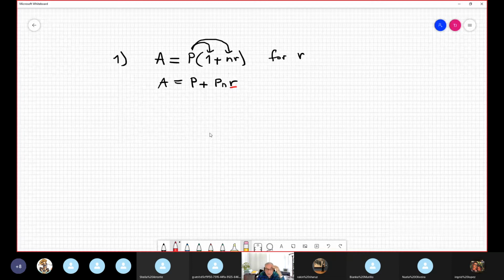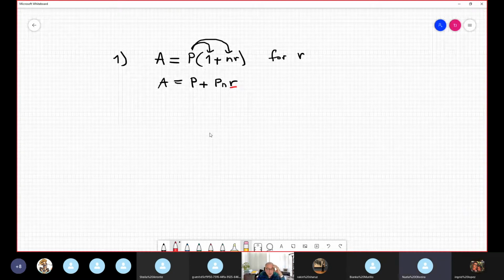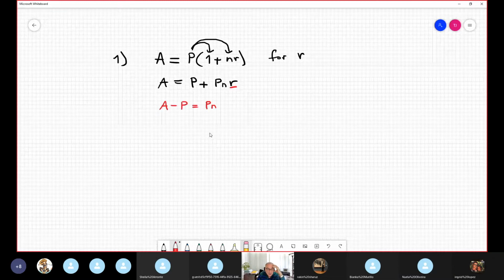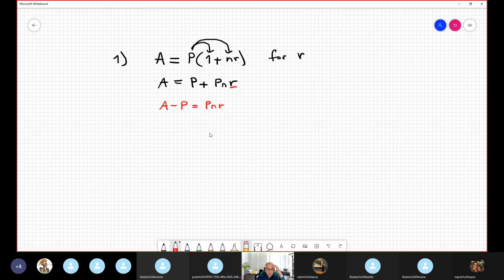Do we already start? It's page one, question one, no? Yes, professor. Okay. A, subtracting P, equals P times R. So for R, you divide both sides by P. And my final answer is A minus P divided by P. This is R.